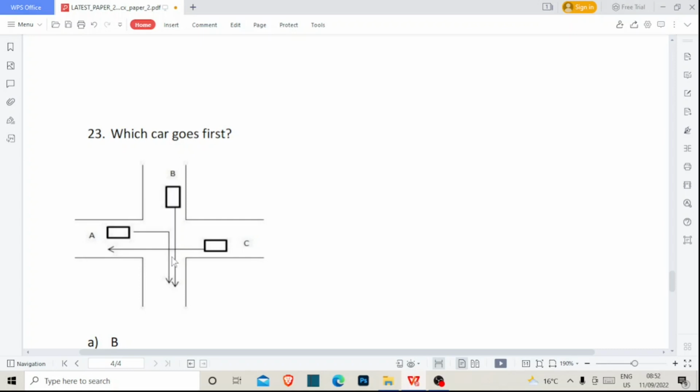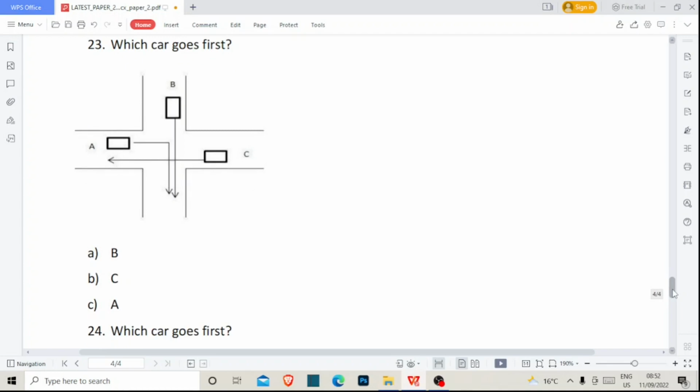Now when car A has turned right, the last car to go would be car B. So which car goes first? It has to be car C. Now let's look at our answers. The correct answer for number 23 is B, car C.